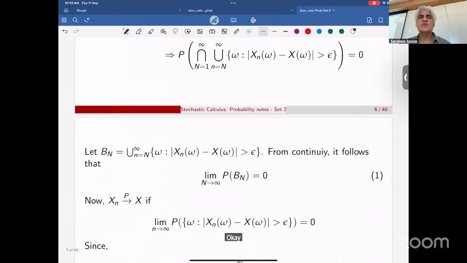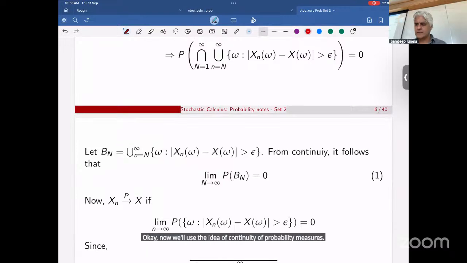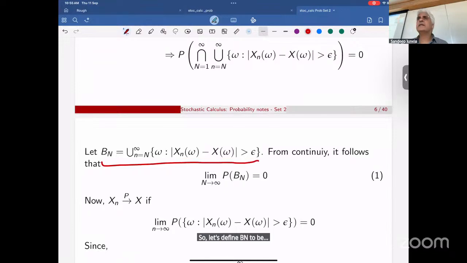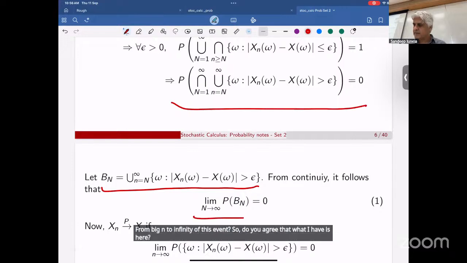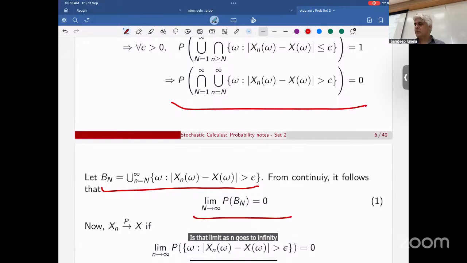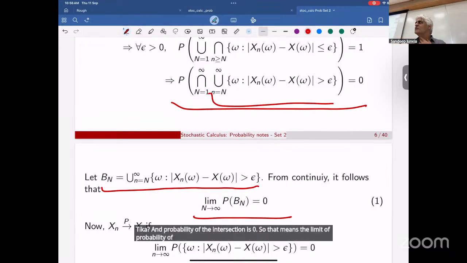Okay, now we'll use the idea of continuity of probability measures. Let's define B_n to be this set, the union from big N to infinity of this event. Do you agree that what I have here is that the limit as n goes to infinity of the probability of B_n is going to 0? Because this is my B_n set and this is a countable intersection of it, and the probability of the intersection is 0. So that means the limit of the probability of B_n is also going to 0.